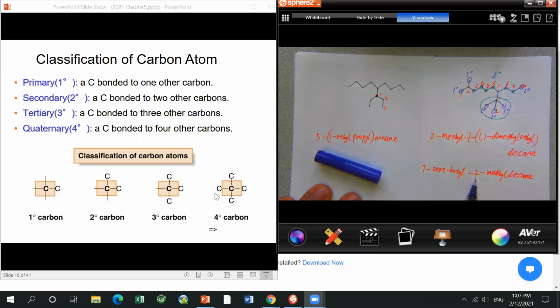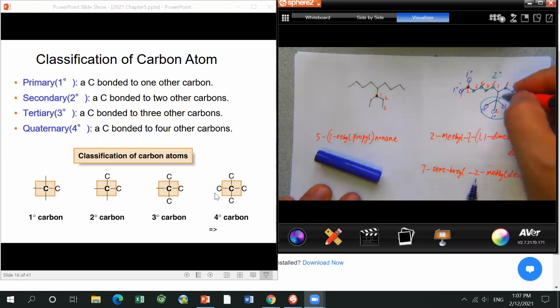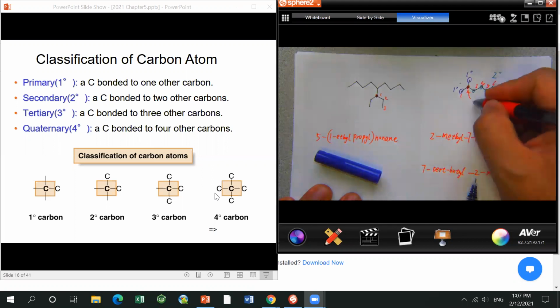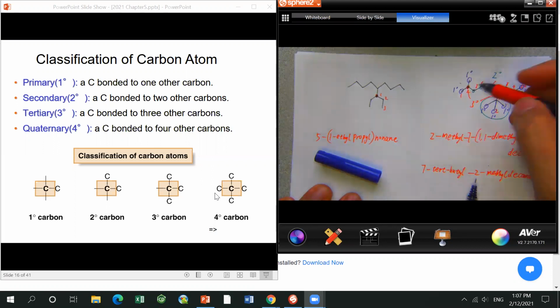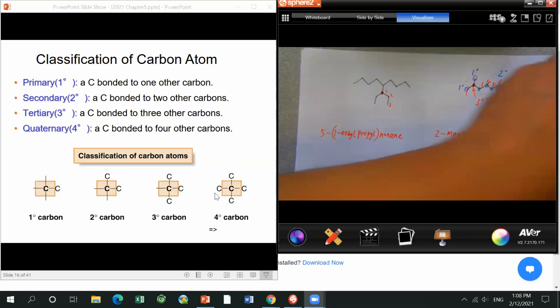And then in red, this one and this one, these two are the tertiary carbons, because these two carbons are connected with three other carbons. And in the end, I have another color. The blue one is a quaternary carbon, connected with four other carbons. Make sure you know the difference.